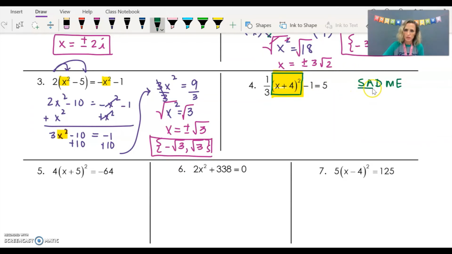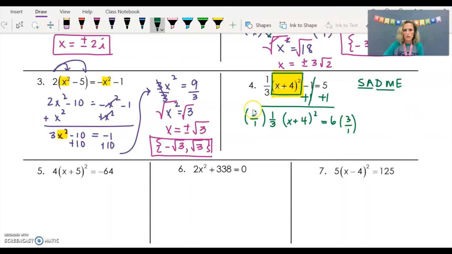So first I'm going to do the adding and subtracting. I have minus 1, so I'm going to add 1. So now I have 1/3 times the quantity x plus 4 squared equals 6. And this stuff is all still stuck together. So now I have to get rid of any multiplication and division. I have 1/3 times this, so I'm going to get rid of that by multiplying by 3/1. So these eliminate each other, and I have x plus 4 quantity squared equals 6 times 3, which is 18.